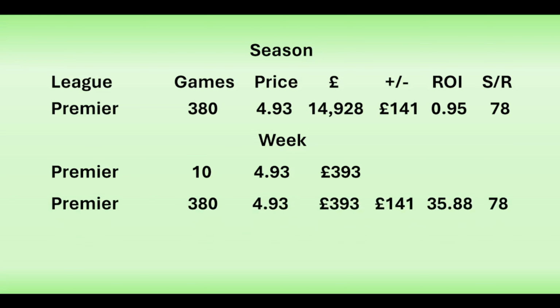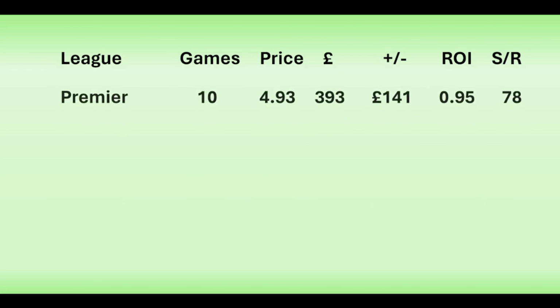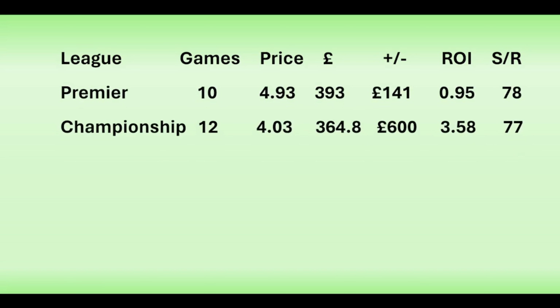Well, end of this season, there would have been 380 games. Again, £393 because it's been recurring, you're using the same amount of money every single week. And your return was £141. Now, return on investment has shot up to nearly 36%. Now, that's a lot better than 1%. So what happens if we do it for every single division?